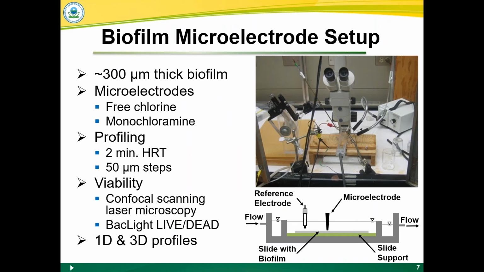This gives you a picture on the right of our microelectrode setup, and at the bottom is a mock-up of the flow cell that we use when we're profiling the biofilm with the microelectrodes. Basically we grow biofilms on a slide, lay the slides flat in a channel, flow liquid over them at a rate that keeps the bulk water concentration constant, and then we profile, pushing the microelectrode down into the biofilm. We use relatively thick biofilms so we can take some data. We use confocal scanning laser microscopy to look at viability. And we did 1D and 3D profiles.